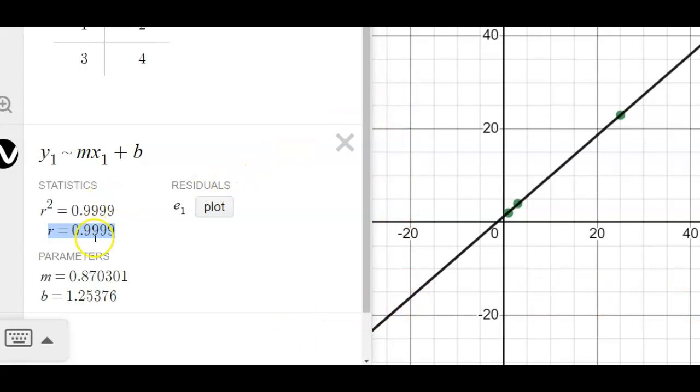Second, since the R value is very close to 1, we know that there's a very strong relationship between these 2 variables.